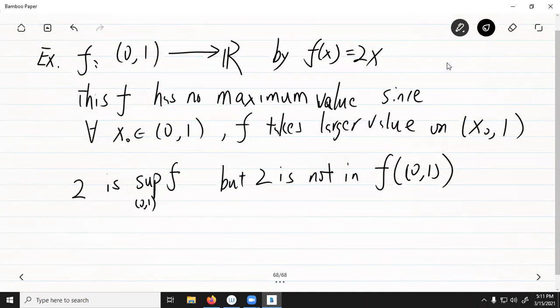If a function has a maximum, then this maximum is the supremum. But if a function has a supremum, the supremum may not be the maximum. Because the supremum is kind of a limit, right? It's kind of a tendency. It may not be in its range.